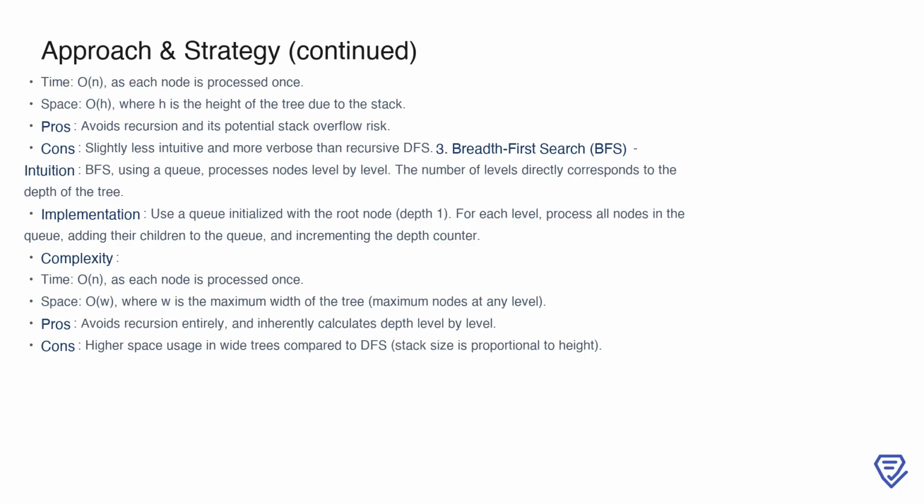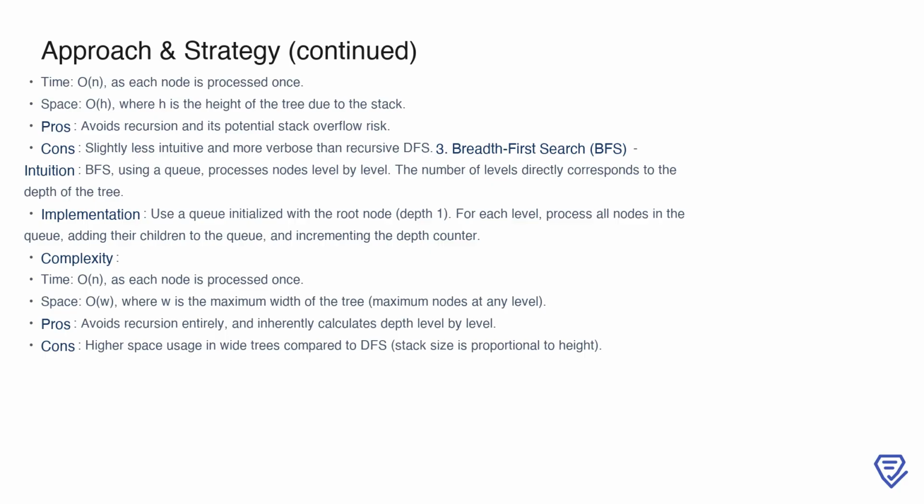The iterative DFS approach also has a time complexity of O(n), because each node is processed once. It uses O(h) space, where h is the height of the tree, since the stack is used to track the traversal path. While this approach avoids the risk of stack overflow, it can feel less intuitive and requires more verbose implementation compared to the recursive method.